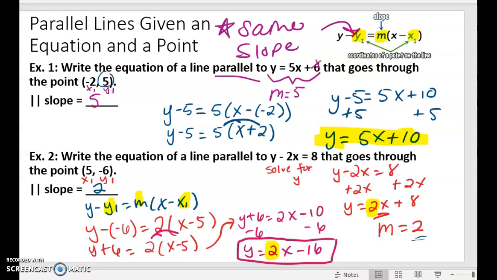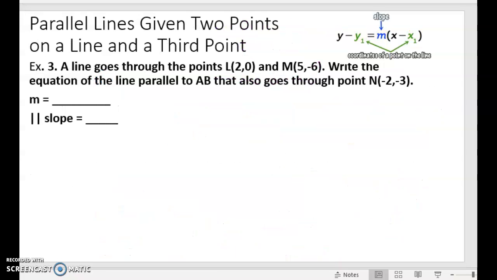Okay, so let's look at another example. This is a little bit different. It's giving me 2 points, and then it's giving me a third point that it has to go through. So I've got a line that goes through 2 points, and I'm just going to graph this real quick to give you an example of what it looks like.